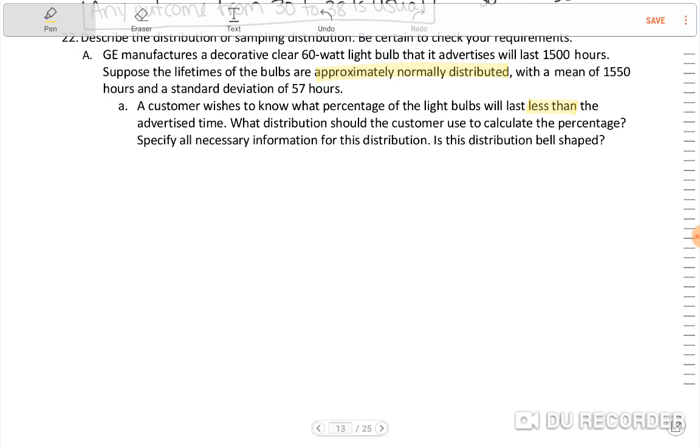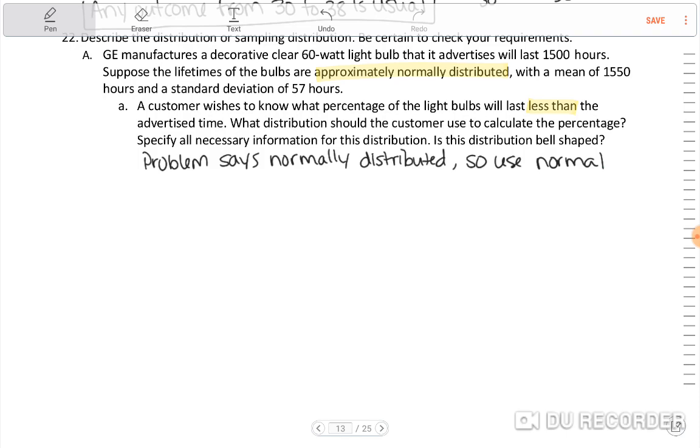What distribution should the customer use? Okay, so we're not actually calculating anything. It just says, what distribution should the customer use to calculate the percentage? Well, because the problem says normally distributed, so use normal distribution.